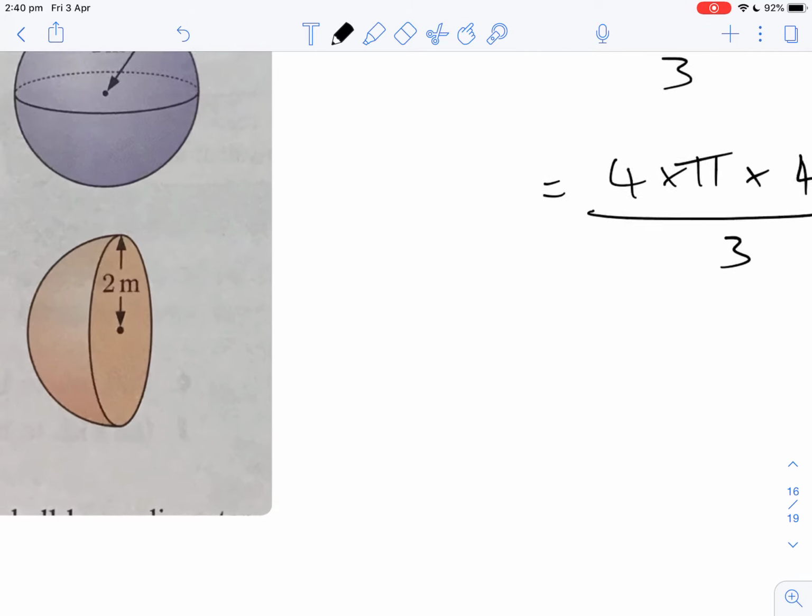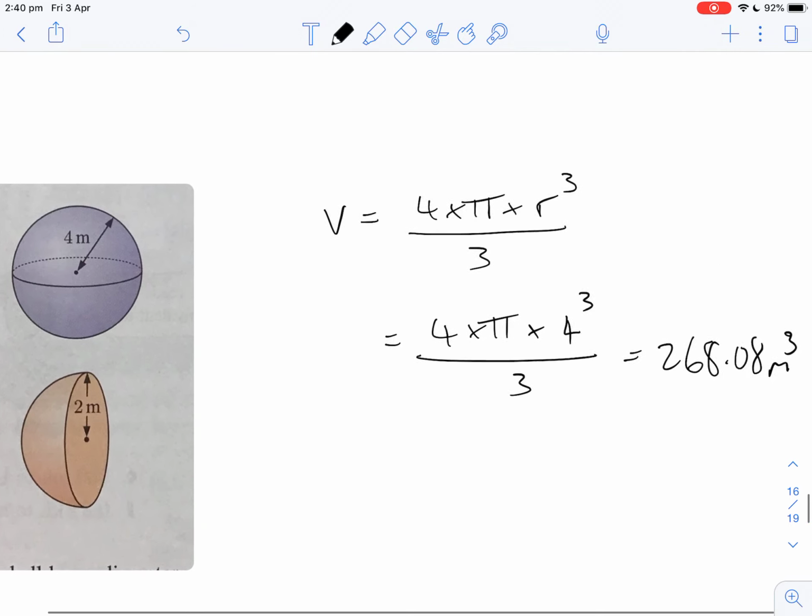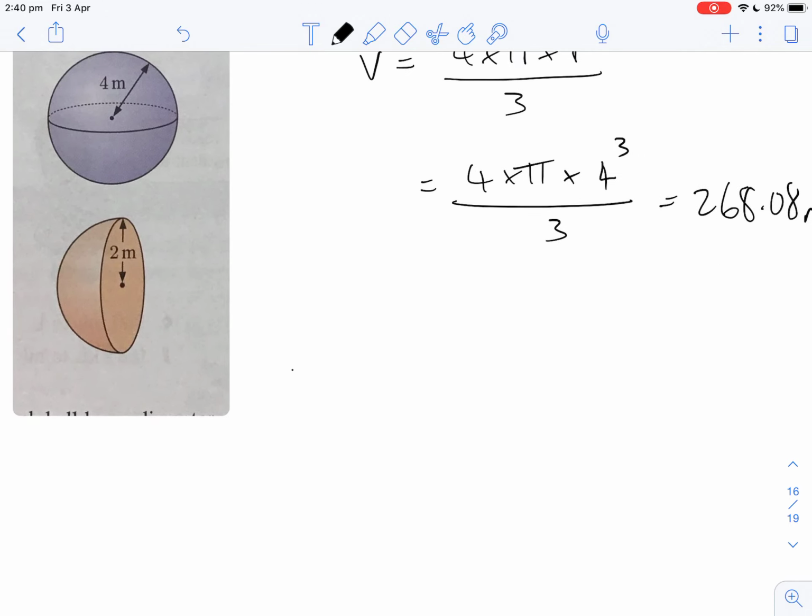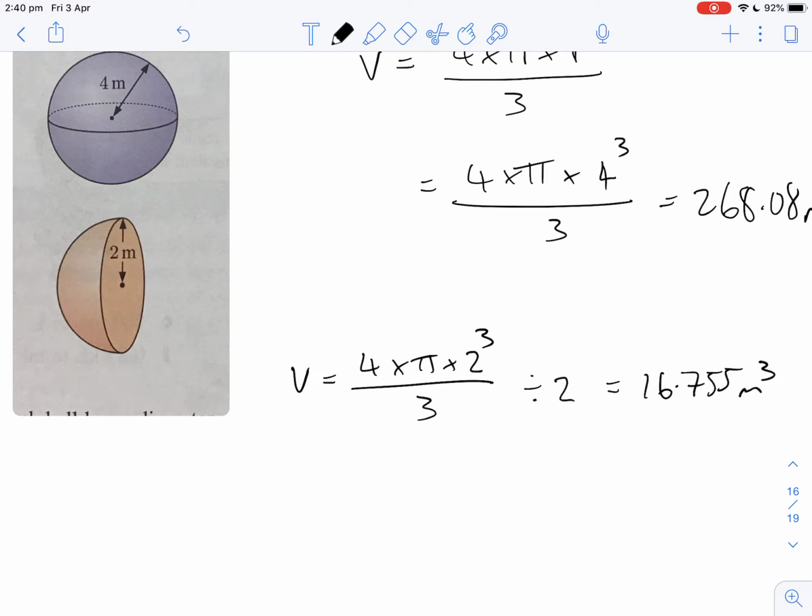Your second shape is the same, except it's half of a sphere. So you've just got to remember to get your answer and then divide it in half. So again, your volume is going to be 4 times pi times your radius, which now was 2 to the power of 3, divided by 3. That would have given you a full sphere. You've only got half a sphere, so if you get that answer and then divide it by 2, that would give you 16.755 metres to the power of 3.